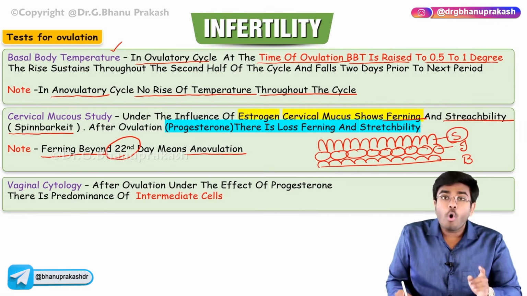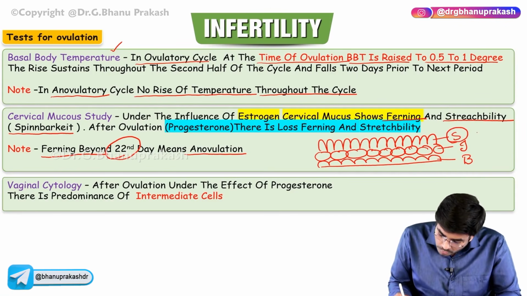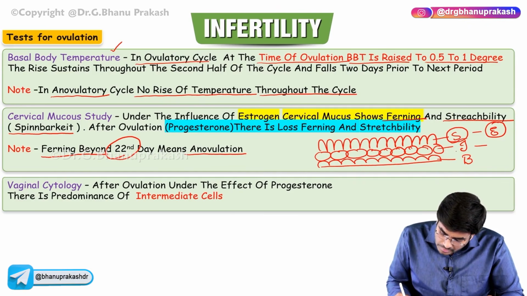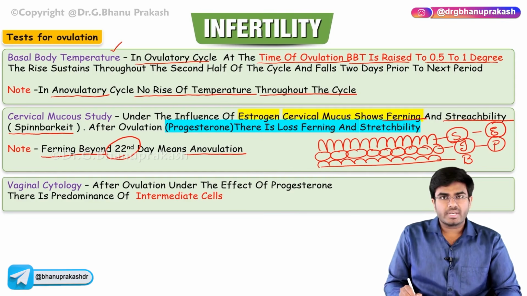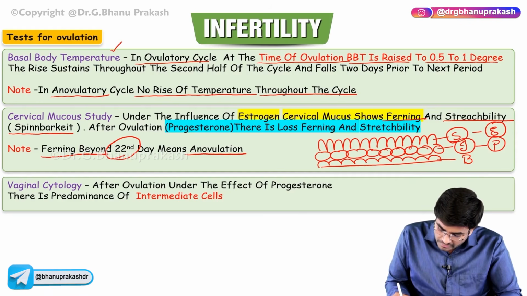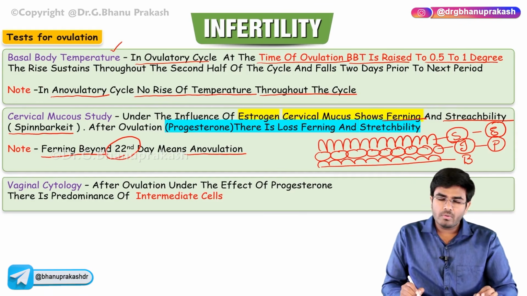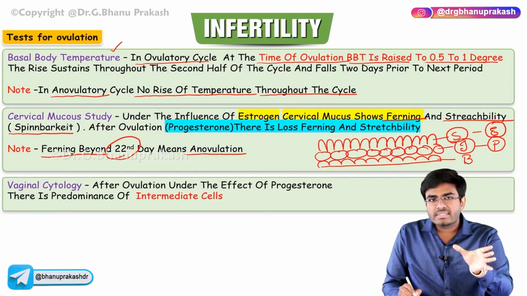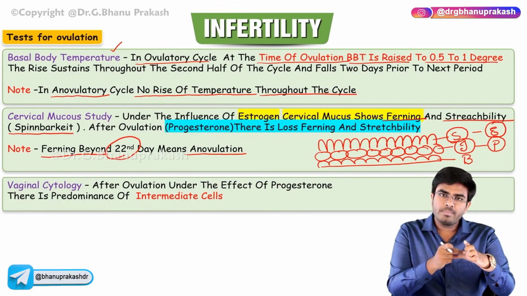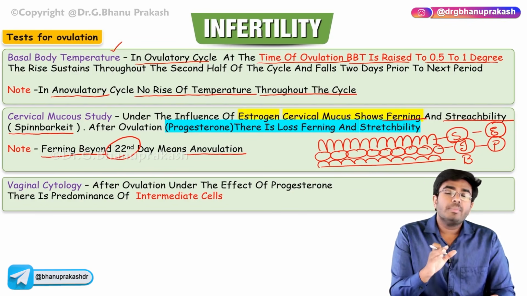Superficial cells are more in number during estrogenic dominance, that is proliferative phase. Intermediary cells are more in number during progesterone predominance. So, progesterone predominance means luteal phase. During luteal phase, progesterone will be there and more number of intermediary cells will be there. Now, see, I am asking the female to come in the second half of the menstrual cycle. Now, I am going to take some vaginal epithelial cells and I will be seeing.